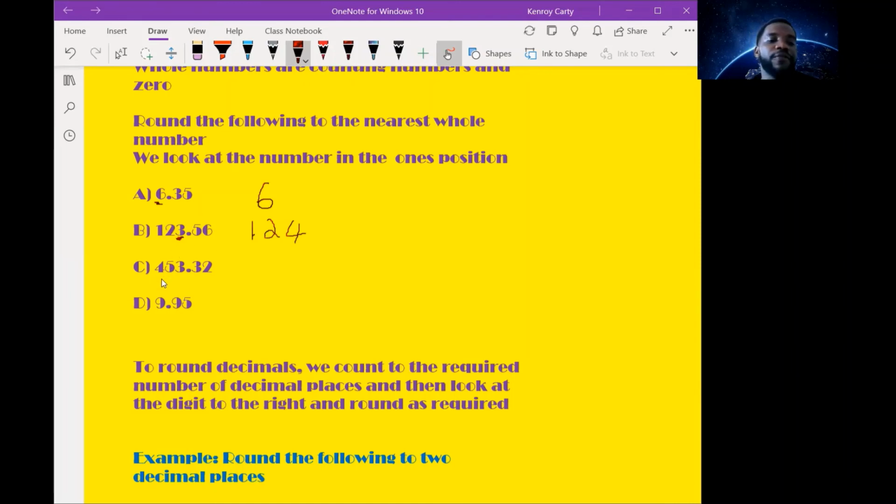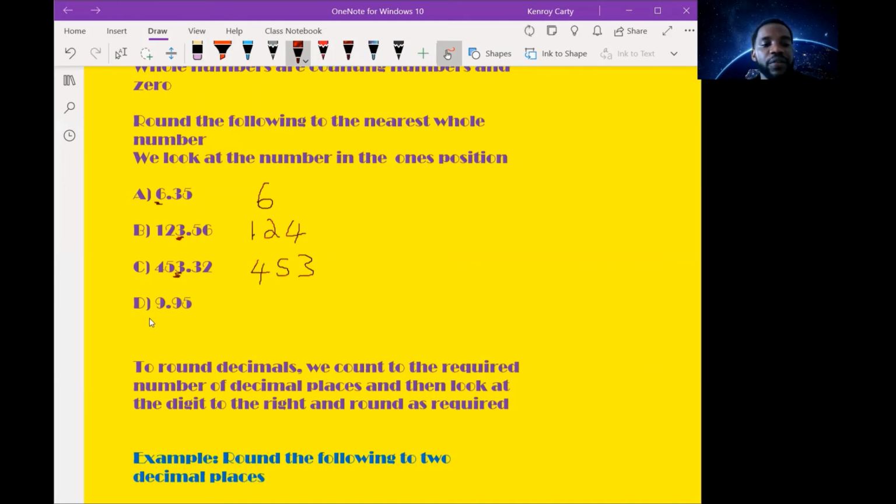In C, we have 453.32. Now, once again, the number in my ones position is 3. All right. To the right of 3, you have 3. Now that 3 is less than 5, which means that this 3 right here in the ones position will remain. So my answer will be 453. All right, good so far.